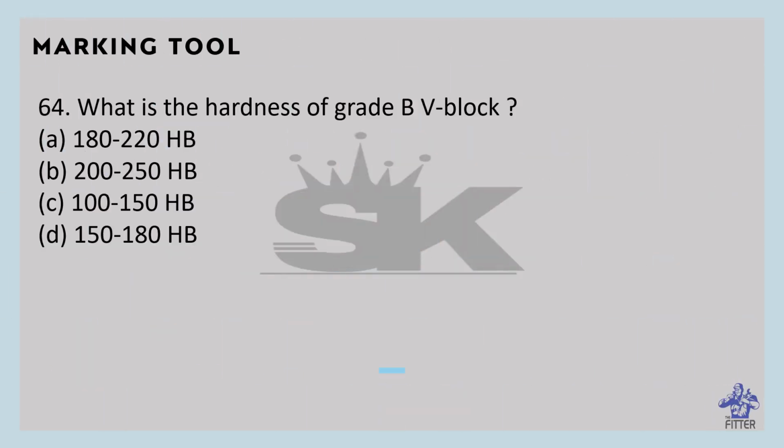What is the hardness of a grade B V block? That is 180 to 220 HB. These V blocks are not as accurate as grade A V blocks. We have discussed this, right? These blocks are used for general machine shop work. They are available up to 300 length. They are made of grey cast iron.